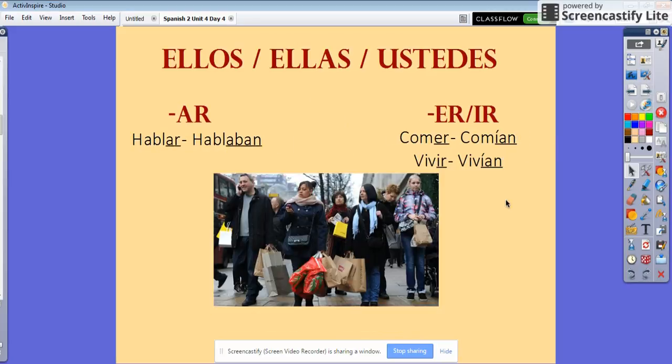Moving on. Ellos, ellas, ustedes. This is the they form. It, again, looks very similar, aba, but now we're adding an N, aban, hablaban. And again, we've seen the N on the end of the they form before. In the present tense, it was ellos comen. It's got an N on the end. And now it's ellos comían. So we're sticking with that N, but now we've got that imperfect ending, ían. So it's either aban or ían.